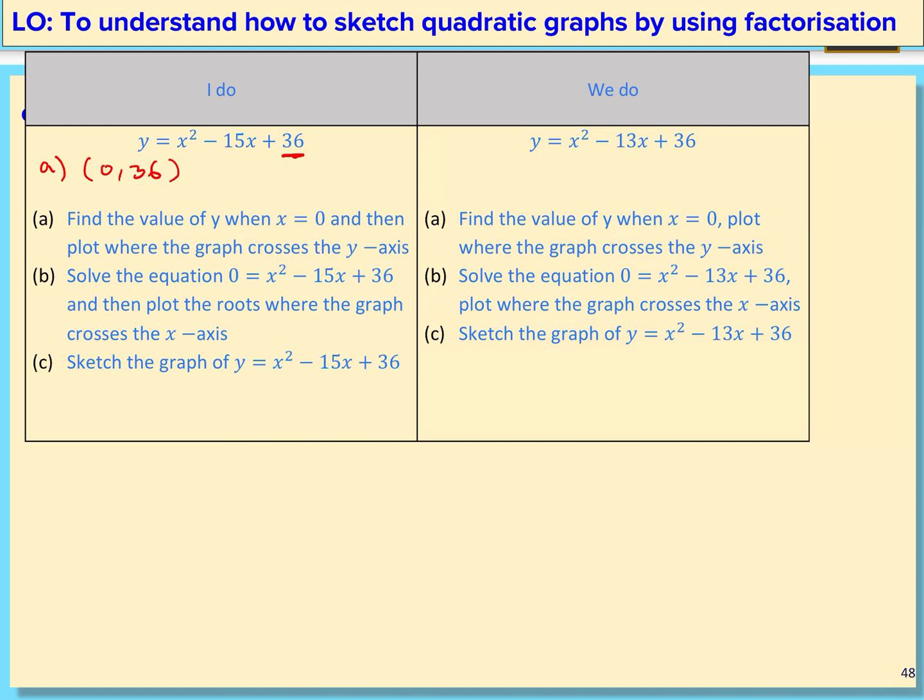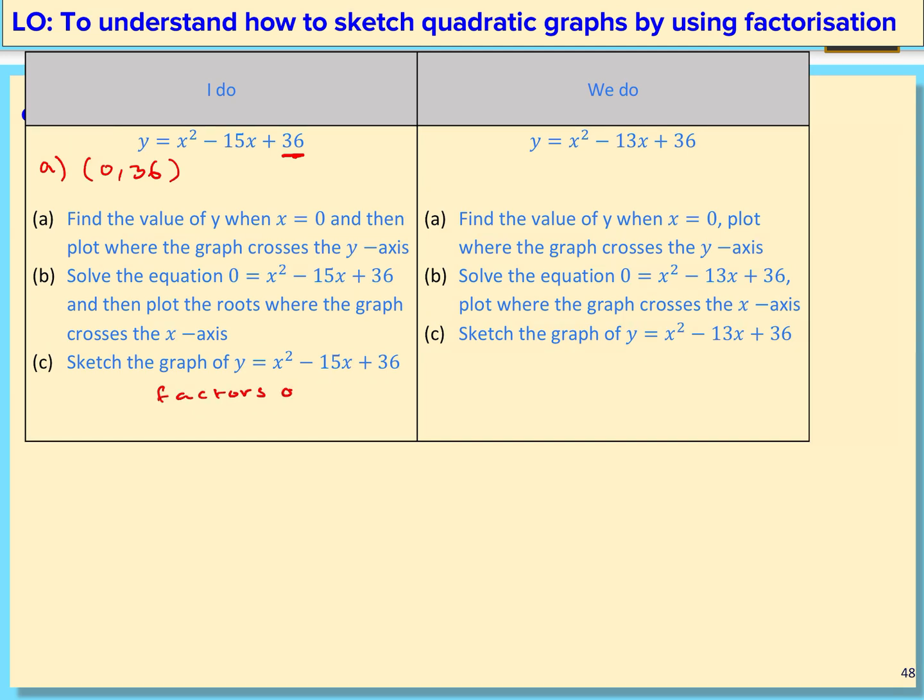Now it says that we need to solve the equation 0 equals x squared minus 15x plus 36. And we're going to do that now. Let's have a go at it. So we need to find the factors of 36 that, when they add together, we get -15. From that, we can already tell that both factors must be negative in order for them to add together to make -15. So let's look at the different combinations.